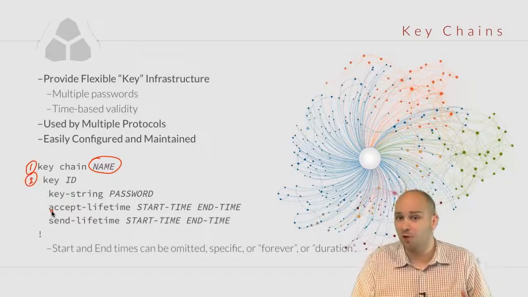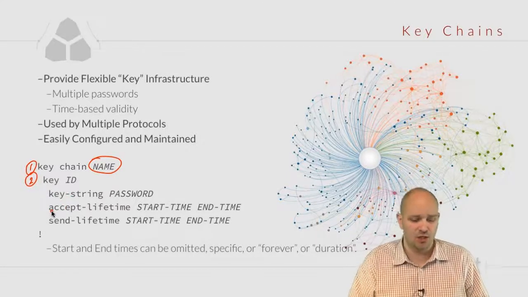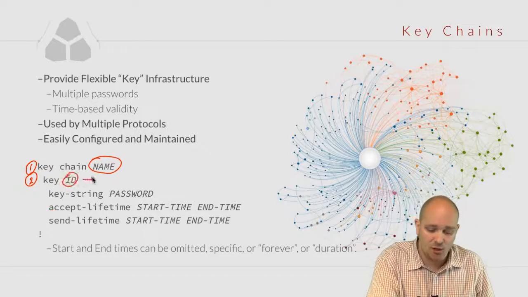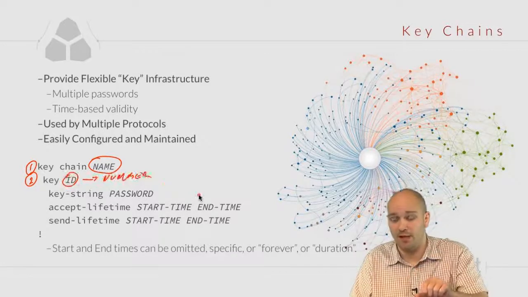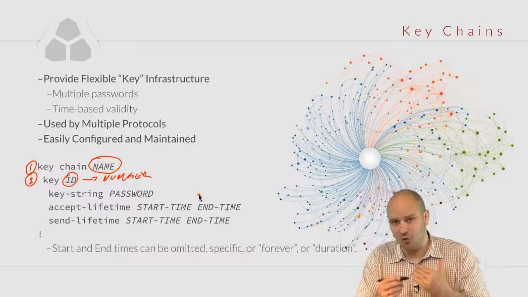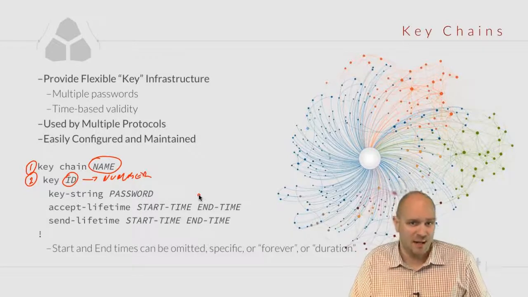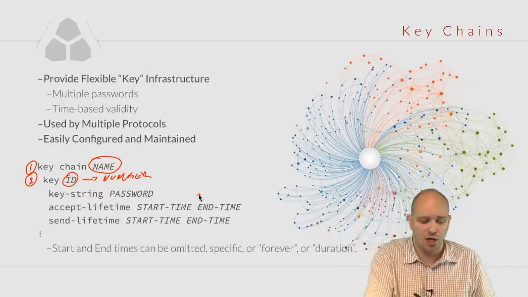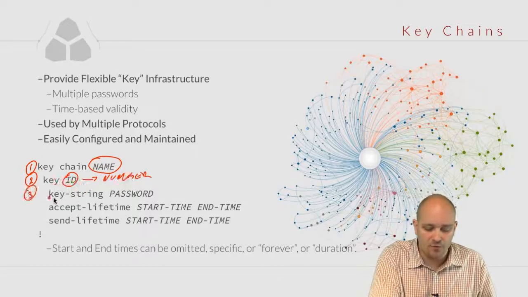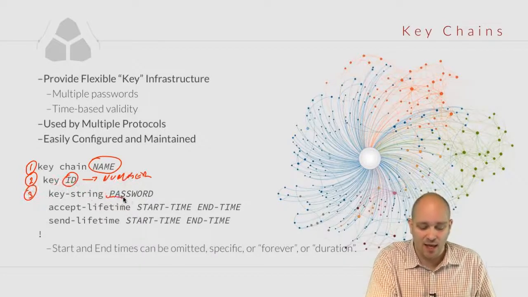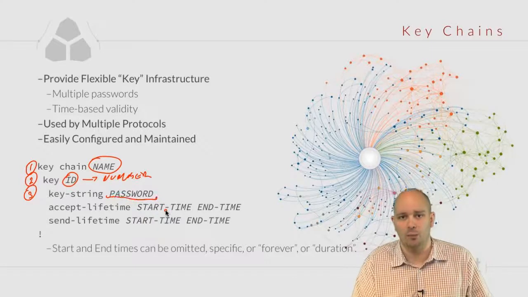Now remember that we can use multiple keys in a single keychain. So this ID here will simply be a number. In the case of MD5 authentication, as I'm going to talk about in a minute, these key IDs actually need to match on two sides that are authenticating each other. So let's say that we are specifying key number 1, then in line number 3 we specify the key string. And in this case our key string will be password.